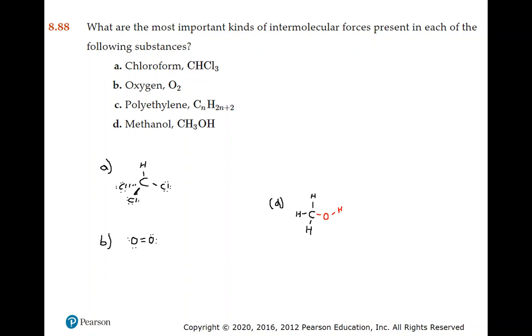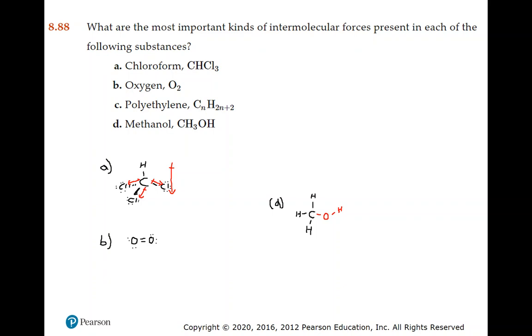So if we look at part A, chloroform, what are the most important kinds of intermolecular forces present in this substance? If we look at this substance, chloroform is going to be a polar molecule because the carbon-chlorine bonds, they're all polar, and we don't have 4 of them, so they're not going to be able to all cancel each other. So there's a net dipole in this molecule that essentially points down. So this is a polar molecule, which means that it's going to have dipole-dipole interactions.